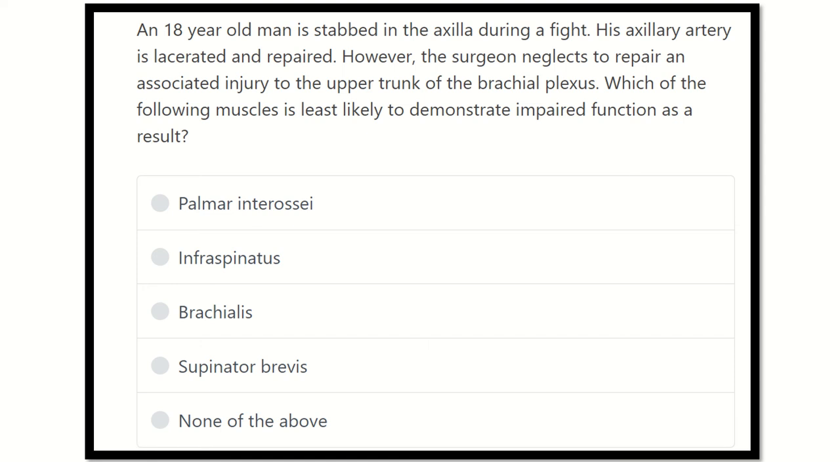Today we are going to discuss another question. Let's solve the question and crack the MRCS.